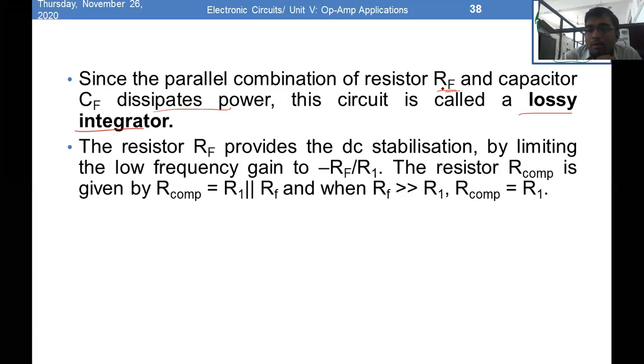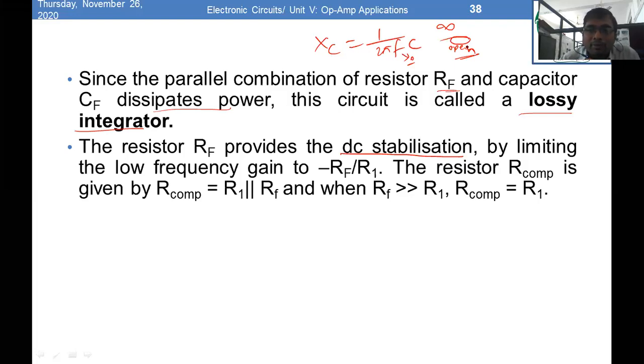The resistor RF provides, first of all, DC stabilization. This is the main advantage, by limiting the low frequency gain to minus RF upon R1. What happens at low frequency? We know the capacitor's reactance at low frequency, or nearly zero frequency, becomes infinite. And if the reactance is infinite, no current is allowed to flow through the capacitor. It acts as an open circuit. At that time your circuit becomes an open loop circuit and the gain becomes infinite, because the open loop gain of the op-amp is nearly infinite.